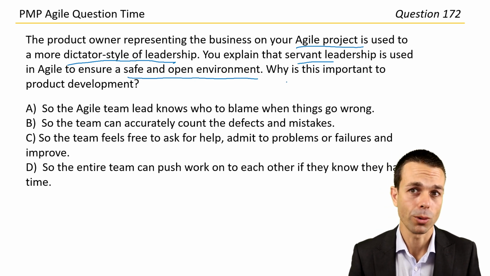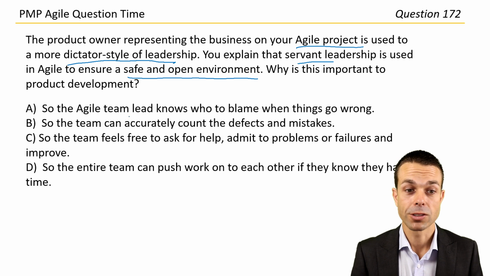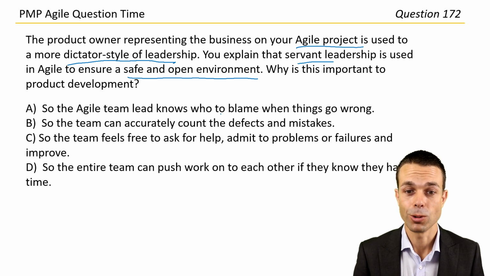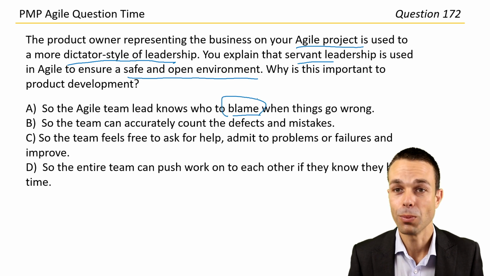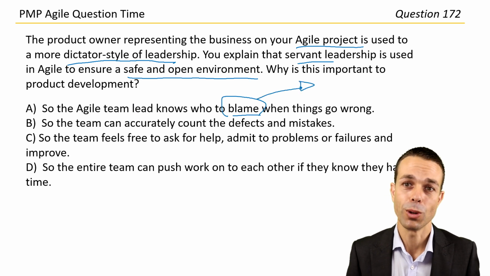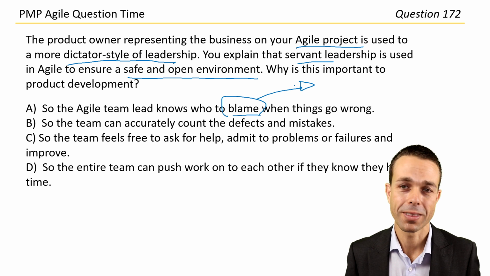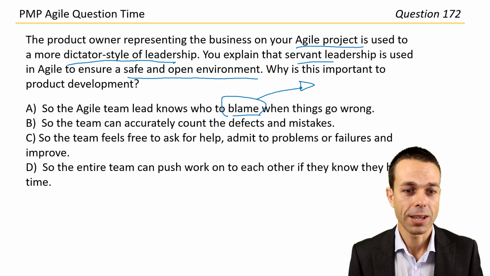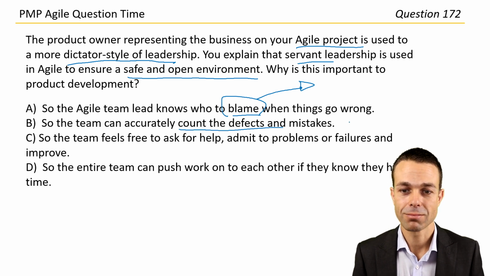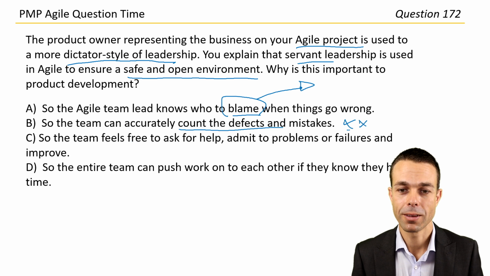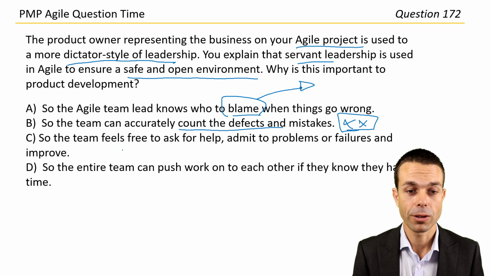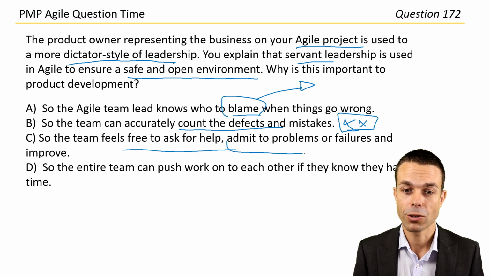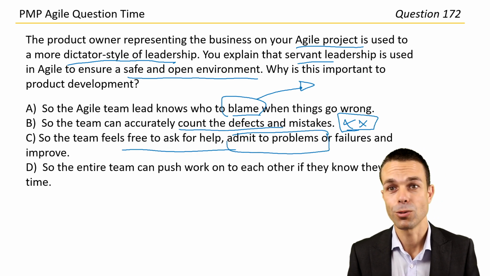And this is so important to product development. It's so the Agile team lead knows who to blame when things go wrong. No. We're not blaming people. What we're trying to do is remove blockers so people can do their best work. That's our main thing. So the team can accurately count the defects? No, not necessarily. They should be available for everyone to see anyway as well. So the team feels free to ask for help, admit to problems or failures, and to improve.